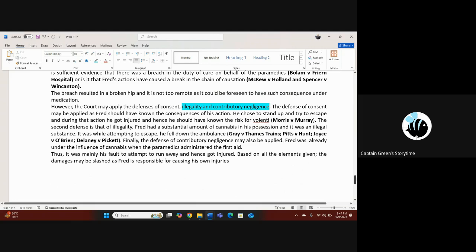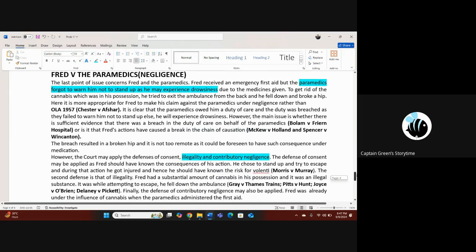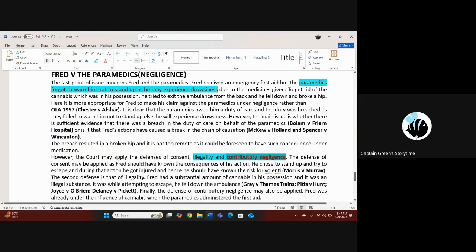Moreover, they would also claim that it was the fault of Fred just because he ran out. So the elements must be proved. However, the issue again comes back to the ambulance paramedics just because they did not inform him about that. So in order to get out of that liability, the paramedics would have to raise this defense of contributory negligence, and it now depends upon the judges whether they grant exclusion of liability or not.